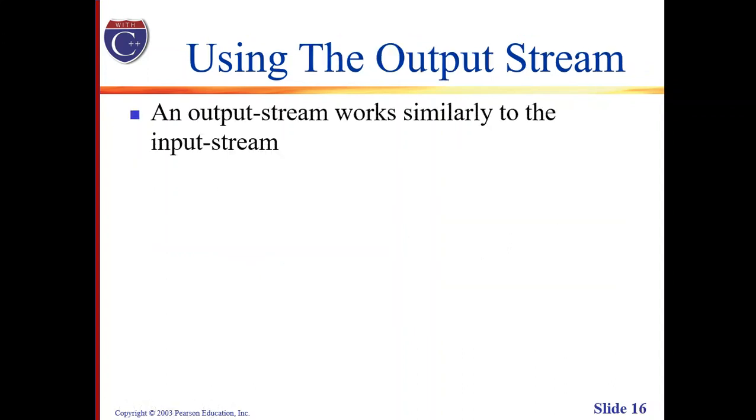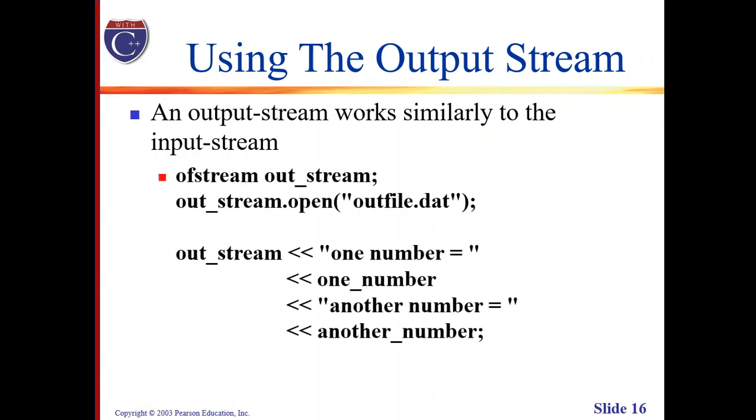On the other hand, how do we use the output stream? An output stream works similarly to the input stream, only that this time it will be used to receive the output of our program, just like this one. Again, we declare a variable of the output file stream data type, then we name our variable properly, and just like the ifstream variable, we also need to open the file that we will use for output.